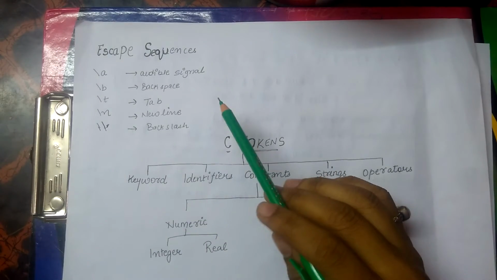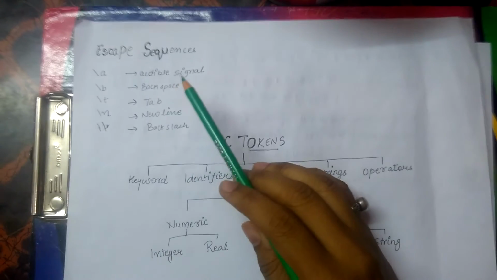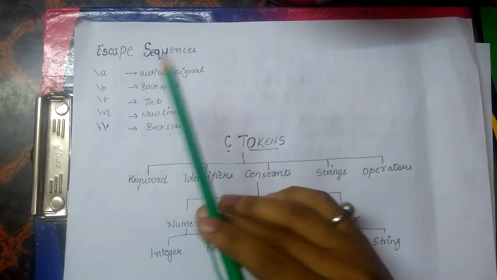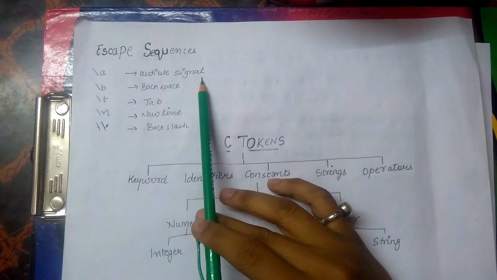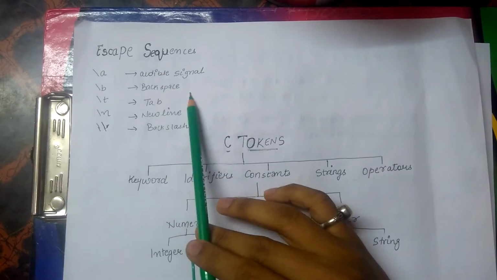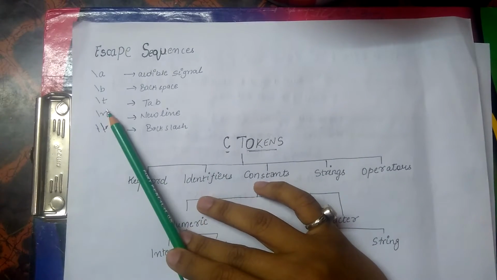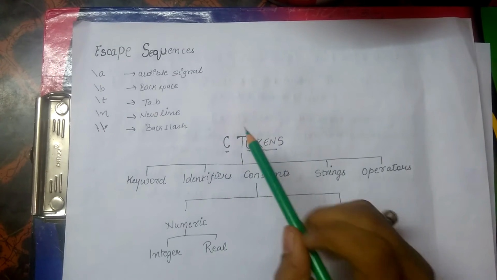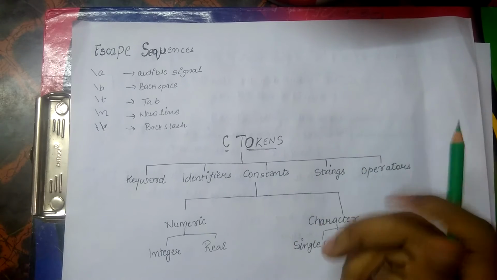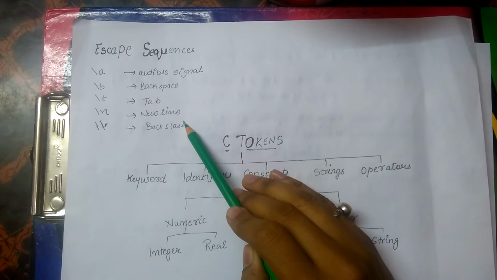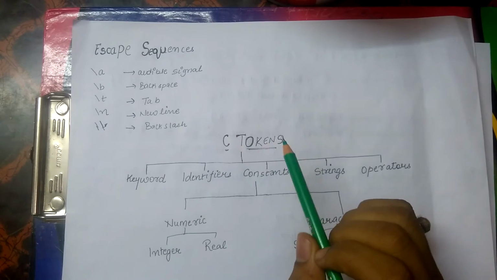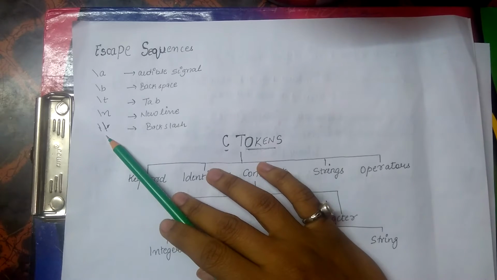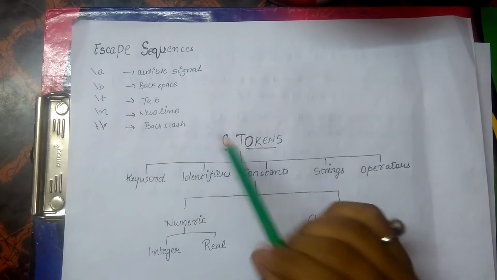We have escape sequences. These we use in our program while writing, for example \a used for audible signal, \b for backspace, \t for tab, meaning we want a tab space between our two lines, \n for new line. The output we will see in further tutorials. Double backslash is for the backslash itself.